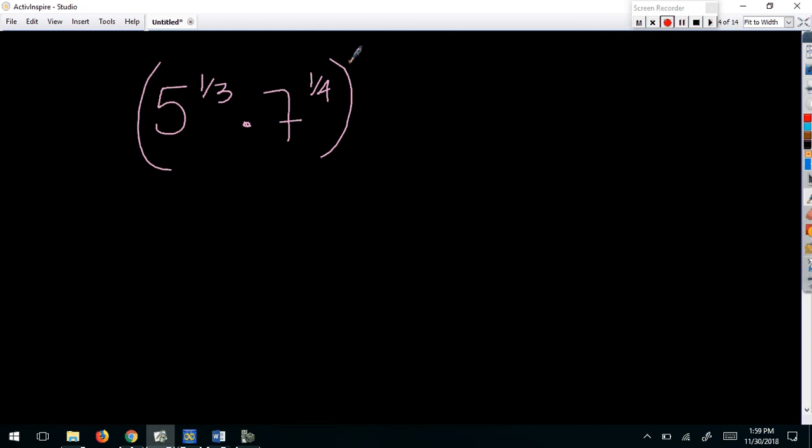I'm going to use numbers instead of variables. Treat them just like you would a variable, okay? Let's say I have... I want you to simplify this as much as you can. As much as you can.